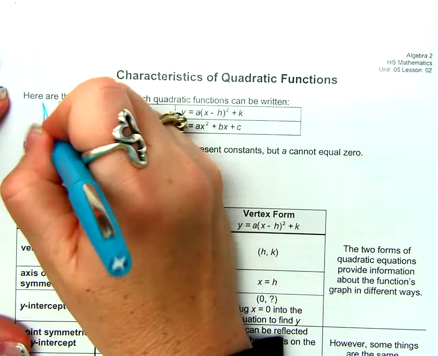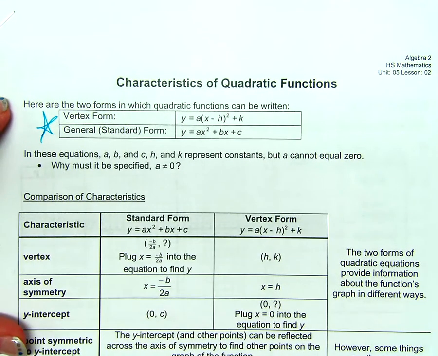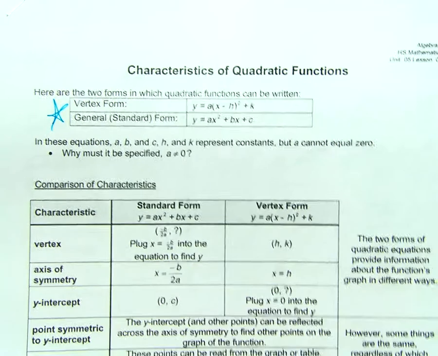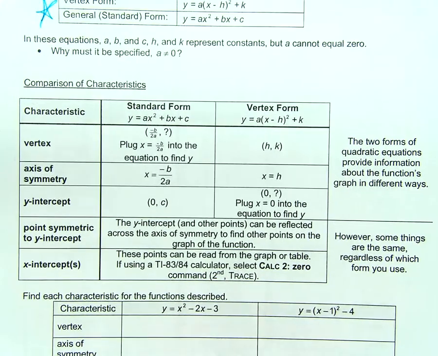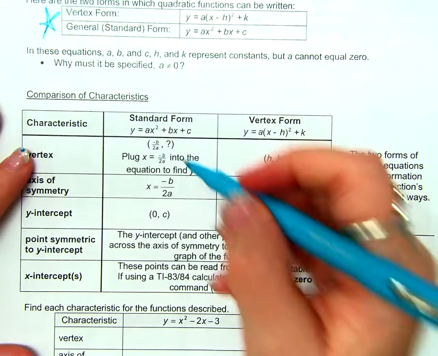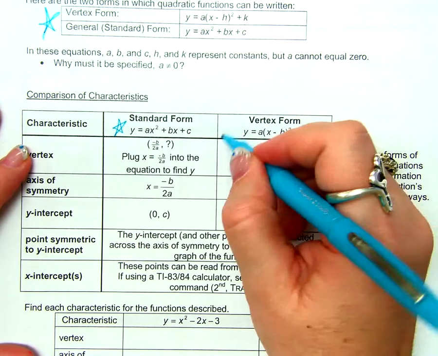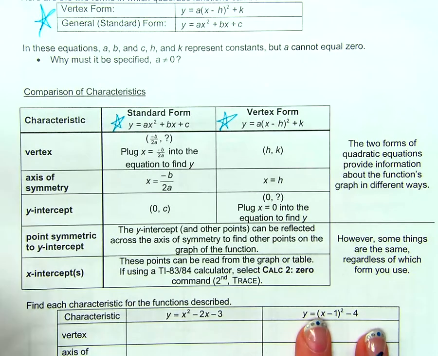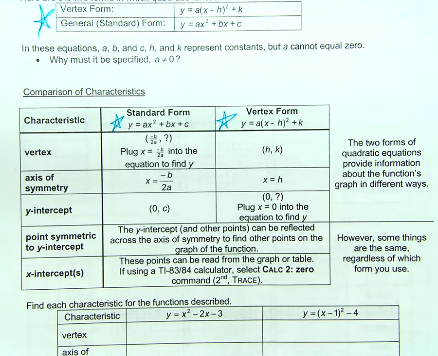At the very top, it gives you both the vertex form and the general form. So look back at those if you need it, but you have seen both of these before, yes? In the middle of the page is a comparison of characteristics. Depending on whether you have standard form or vertex form, it shows you how to get each one of these characteristics on the side. Notice some of them are much easier to find depending on what form you have.